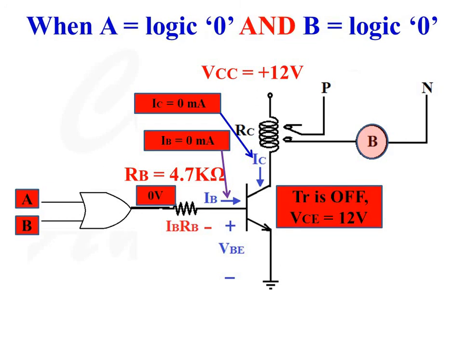And when A is equal to 0 and B is equal to 0, output of the OR gate is equal to 0. So base current is equal to 0. So collector current is equal to 0. As collector current is equal to 0, relay will not be energized and the bulb will not be turned on.